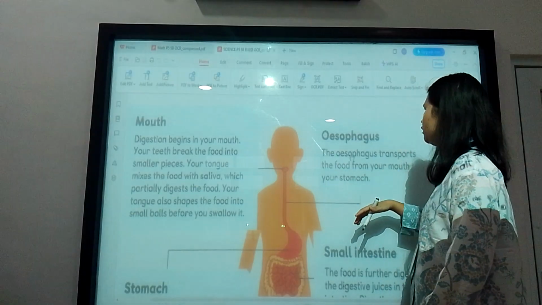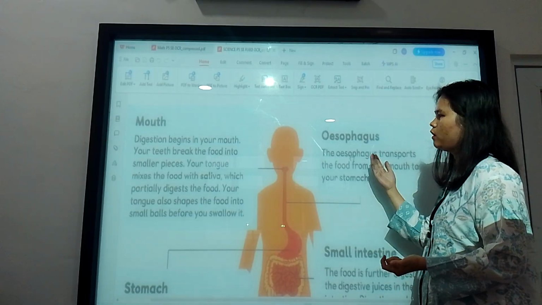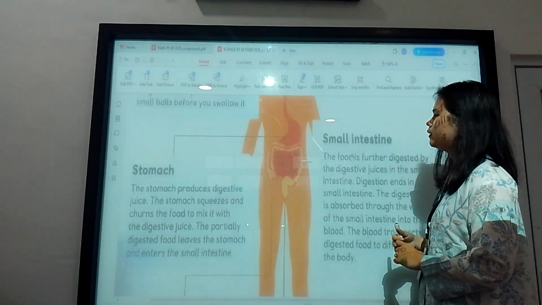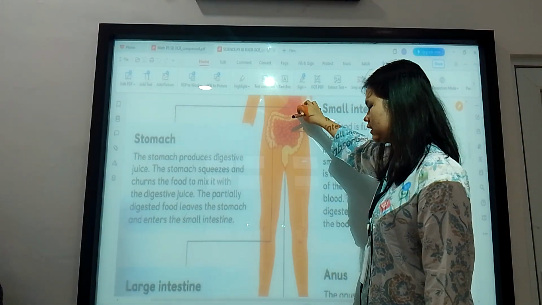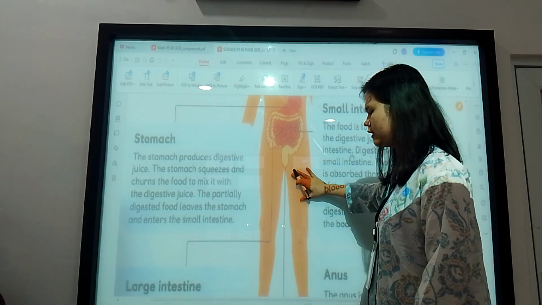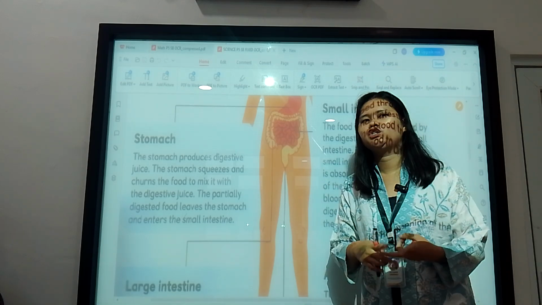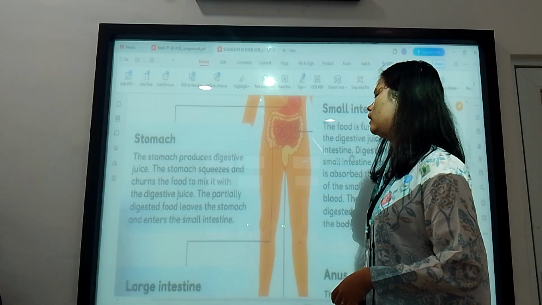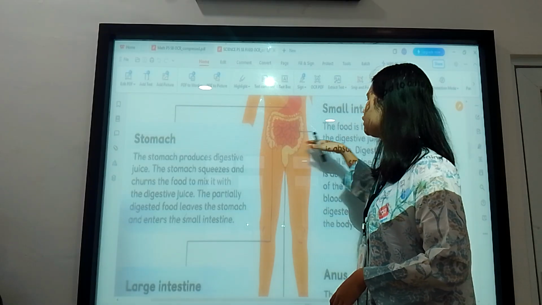The esophagus, in Indonesian is kerongkongan, transports the food from the mouth. It's like a bridge from the mouth to the stomach. Then the food goes to the stomach. The stomach produces digestive juice, which in Indonesian is asam lambung. The stomach squeezes and churns the food and mixes it with the digestive juice. After that, the food leaves the stomach and enters the small intestine.